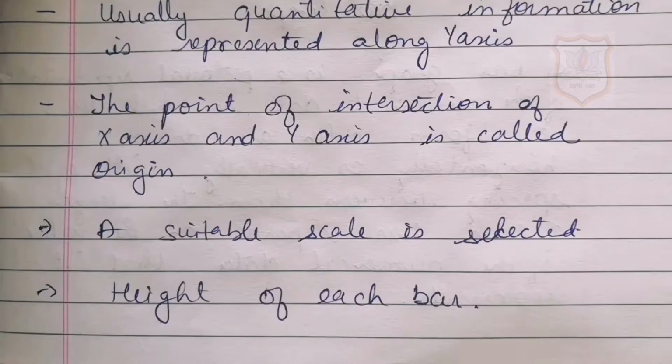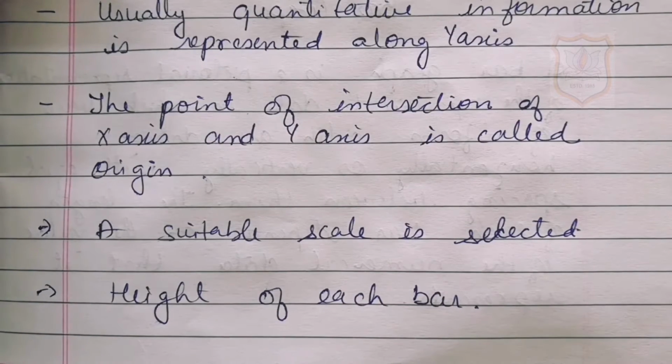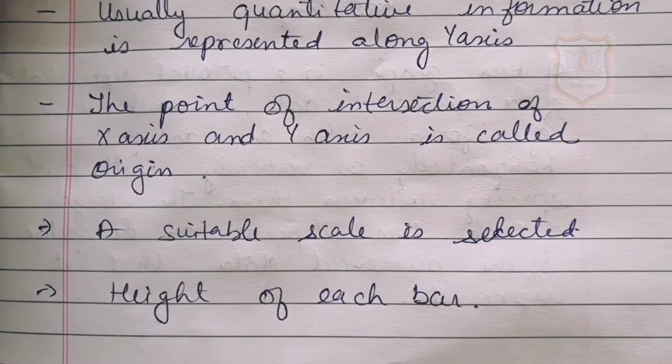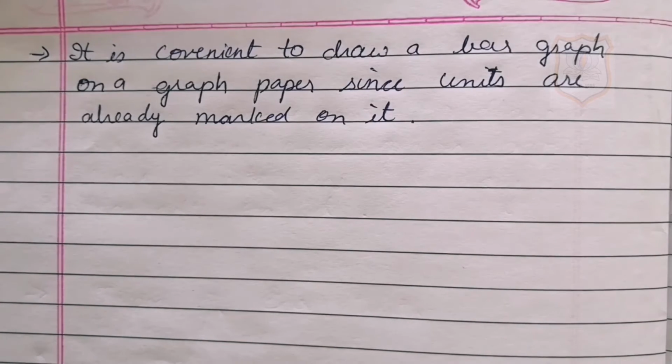A suitable scale is selected for representing the quantitative information along the y-axis. Equally spaced bars of uniform breadth are drawn on the x-axis to represent the different types of information. The height of each bar shows the numerical value of each type of information. It is convenient to draw a bar graph on graph paper since units are already marked on it. Students, I will explain how to draw a bar graph with the help of an example.